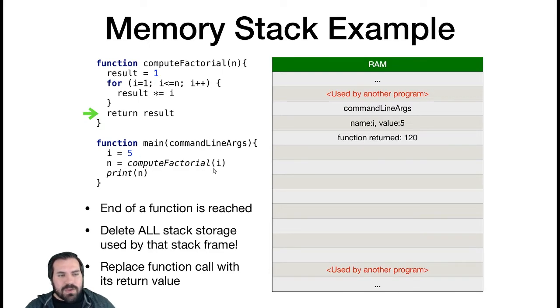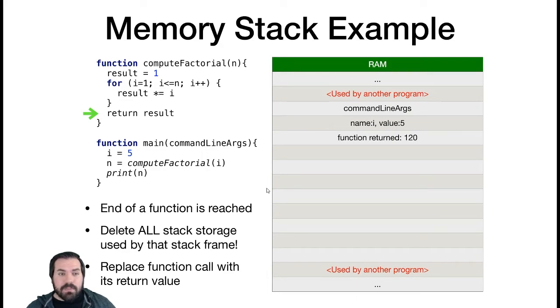And compute factorial of I is returning this value 120. So this expression resolves to this value, and that's the only artifact that we have of that method call, is this returned 120. The result is gone, I is gone, n is gone, all those variables are gone.